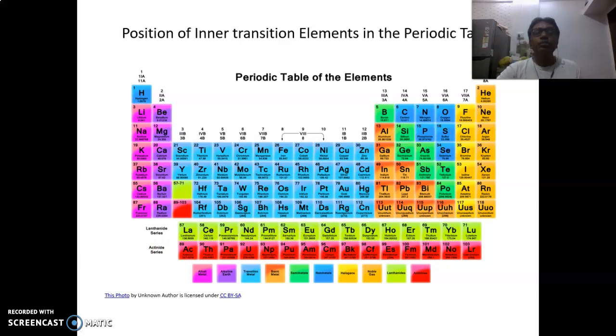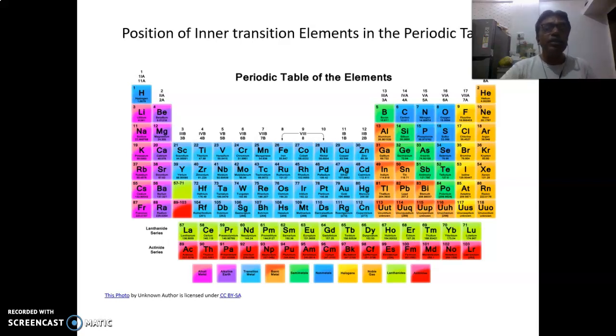So what is the position of the inner transition elements? Inner transition elements belong to group 3 and the 6th and 7th periods of the periodic table. The elements of the lanthanide series belong to group 3 and 6th period, while the elements of the actinide series belong to group 3 and 7th period. All these elements are placed in group 3 because they have similar chemical properties.